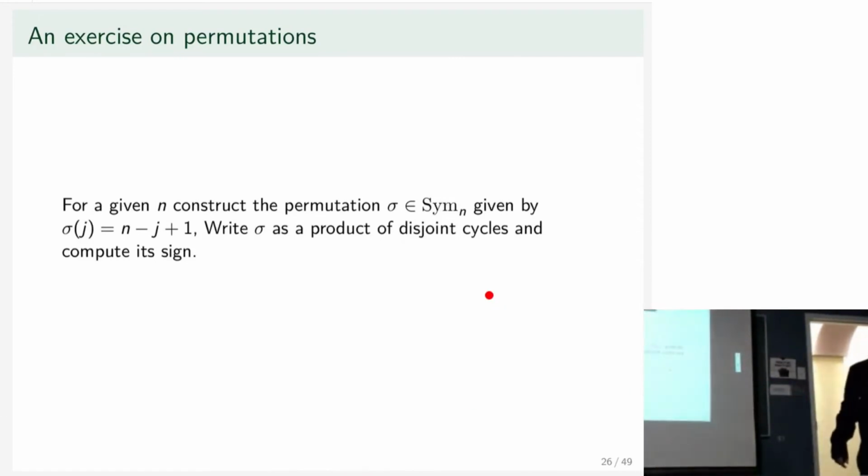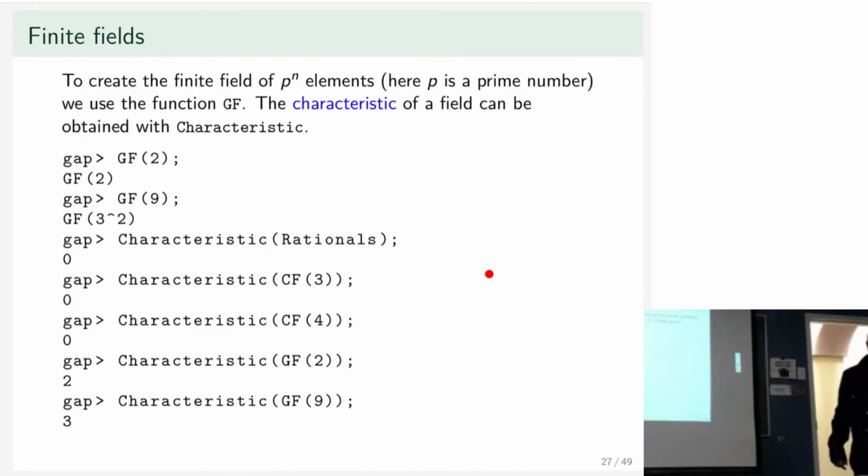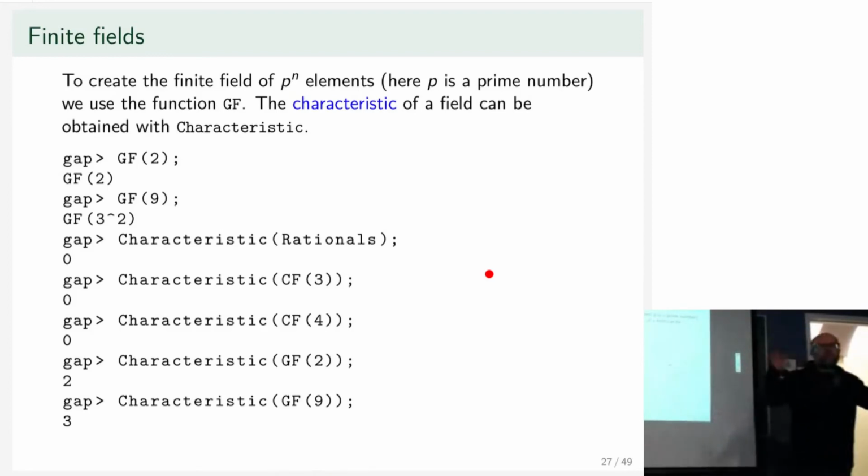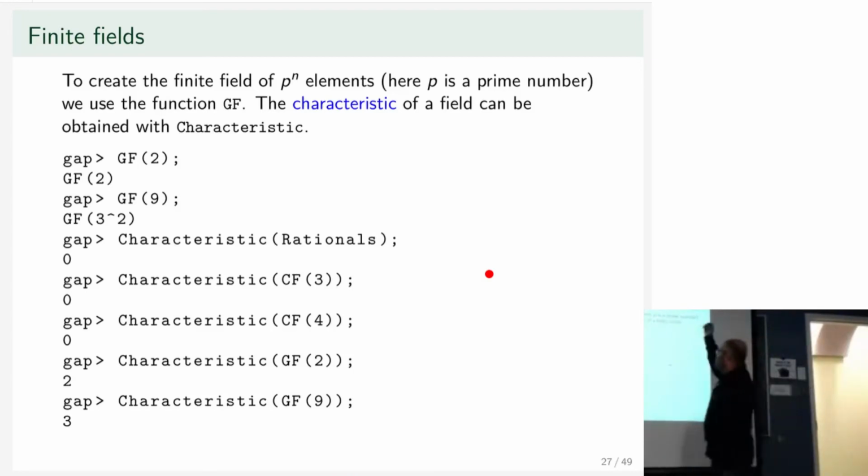Okay. So finite fields. This also could be interesting. You know that every finite field has p to the something elements, right? A power of p elements. So p is a prime number.